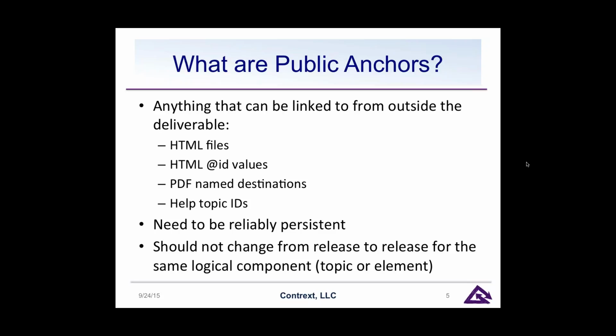Those anchors need to be reliably persistent, right? Specifically for exactly the reason that I just talked about. Once you publish something and people start using it, they're going to create links to it, right? If your documentation is useful, which you hope it is, people are going to at a minimum bookmark it, if not actually create links to it from other places. So you don't want to break those by changing those anchors. So they need to be persistent over time, right? And they shouldn't change from release to release for the same logical component. So as long as the same chapter or section or task is published, you'd like that to have the same anchor from release to release as your content is updated.